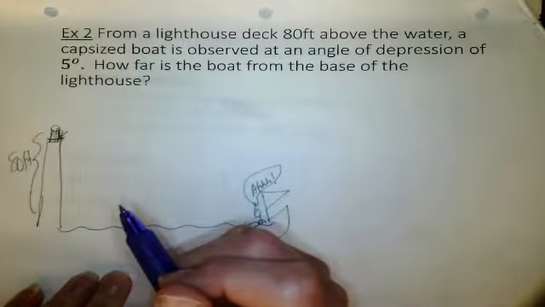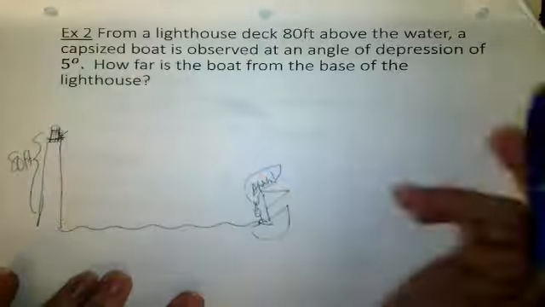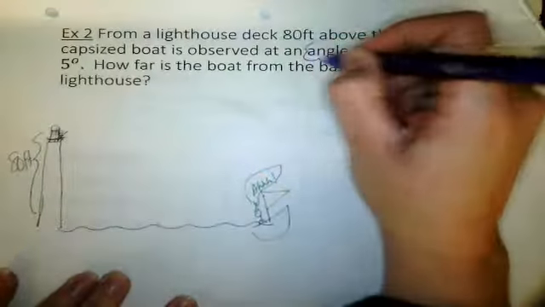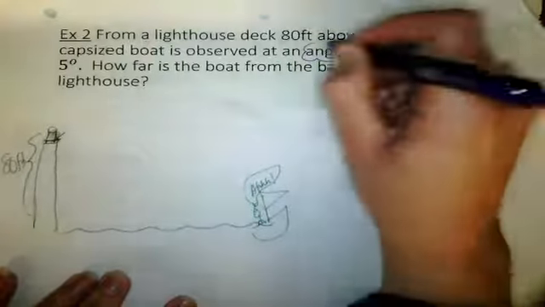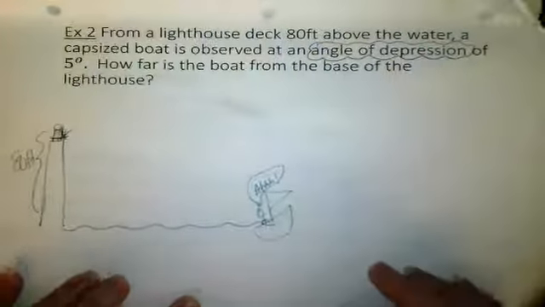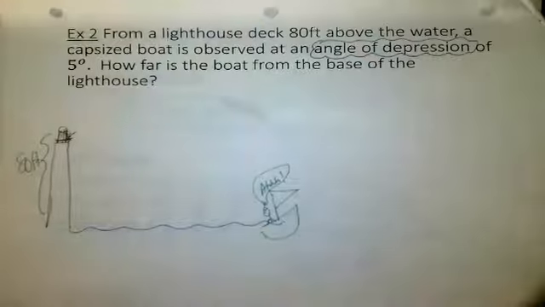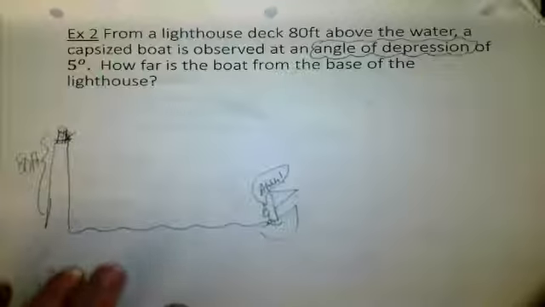All right, so here's what we want to learn right now. This is the really important part. A capsized boat, this is going to be on your test, you better listen, is observed at an angle of depression of 5 degrees.